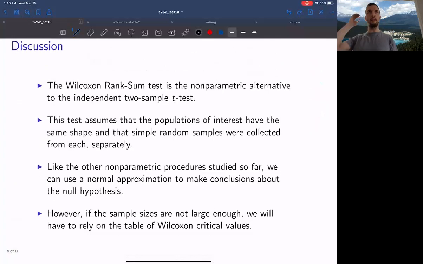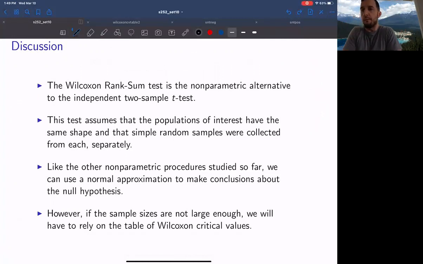Okay, so that's the Wilcoxon Rank-Sum Test, which is again our alternative to the independent two-sample t-test. It's a less restrictive test because we only require the populations to have distributions that are the same shape. So we don't require, for example, normality to be assumed for each population.